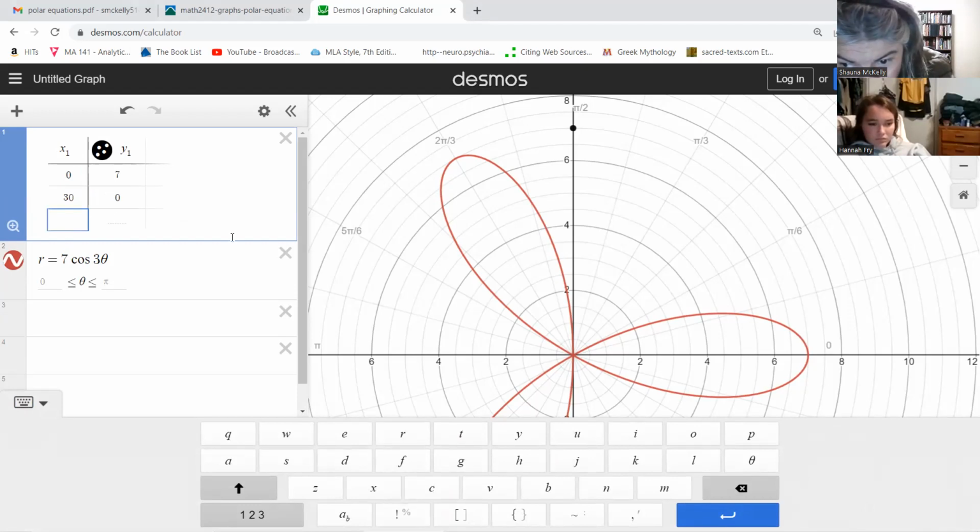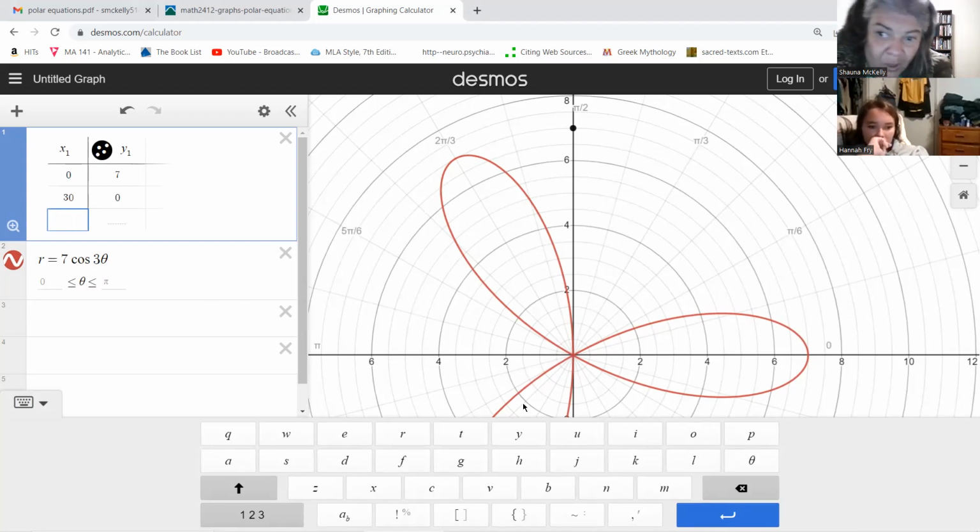Now, if you're at 60 degrees, this is going to be 3 times 60 is 180, right? And you end up with cosine of 180, that's -1. You end up with a -7. That's going to be somewhere down here. You don't have a -7 out here on this axis because they're not this far apart.